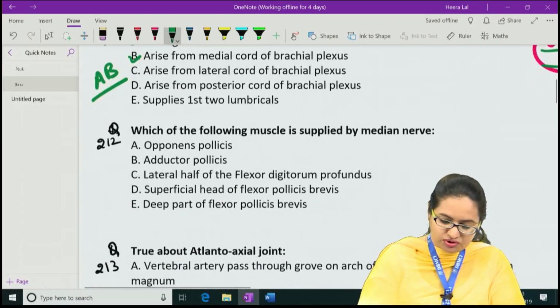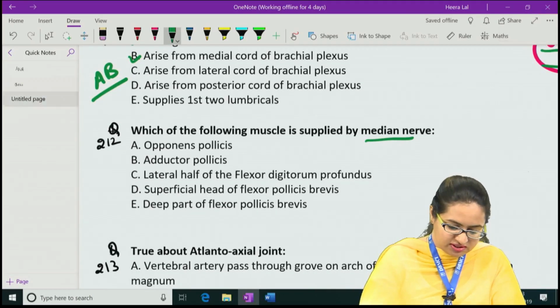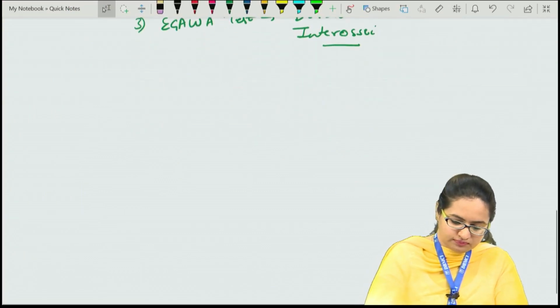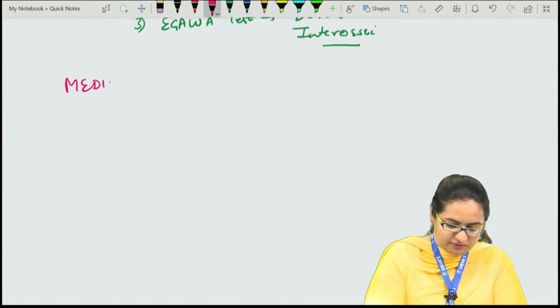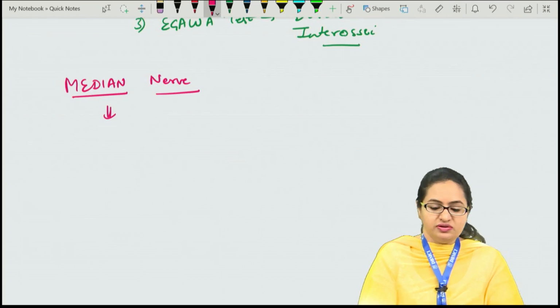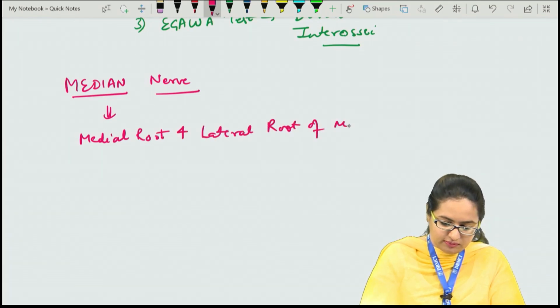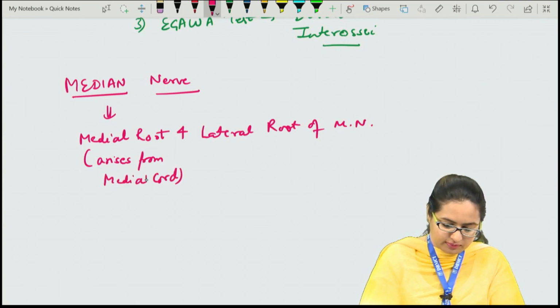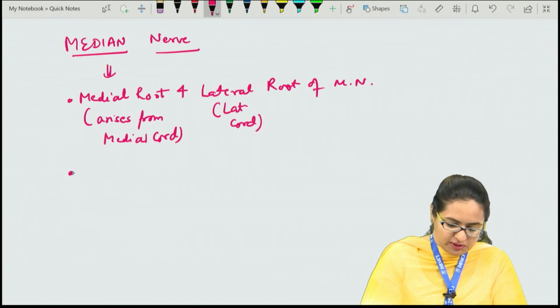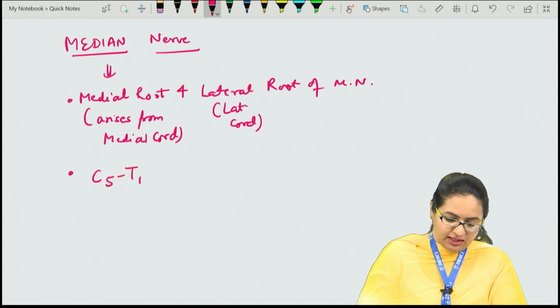Now the next question is regarding the median nerve. We will just discuss the median nerve first of all. Regarding the median nerve, it arises from the fusion of the medial root and the lateral root of the median nerve. The medial root arises from the medial cord and the lateral root arises from the lateral cord. So the root value of the median nerve is from C5 to T1.